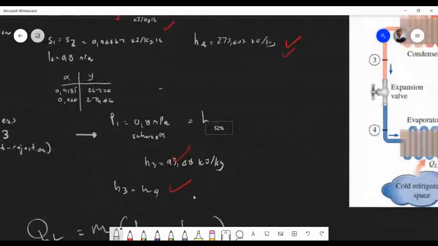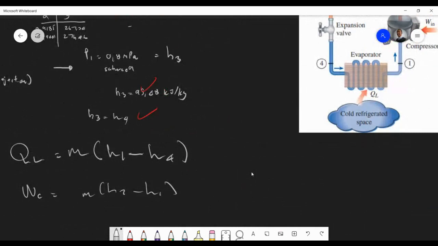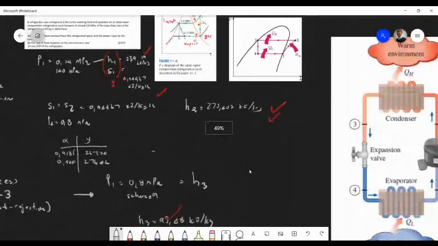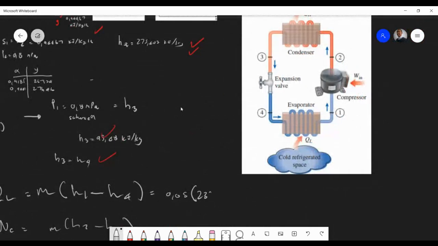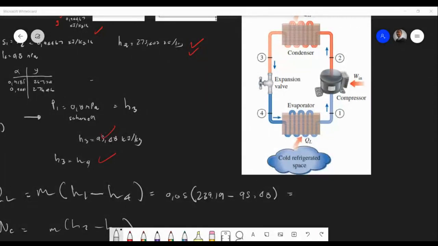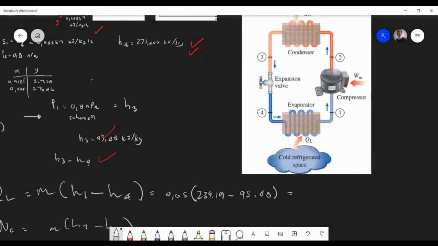So now we have to head back here. So the mass is 0.05, so I'm going to say QL. So this is 0.05. All we have to do is plug in our enthalpy points. So H1 was 239.19 minus H4, and H4 is 94.48. If I do the calculation there, I'll get a value of 7.91 kilowatts. That's a lot of heat.